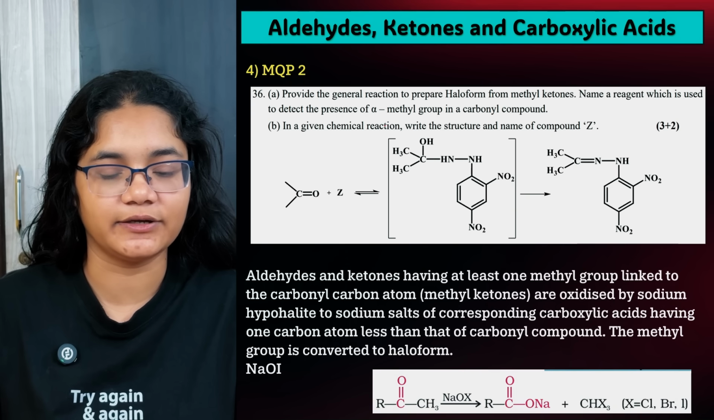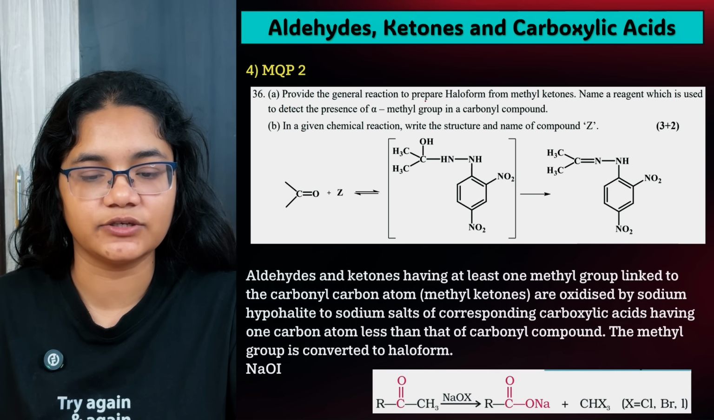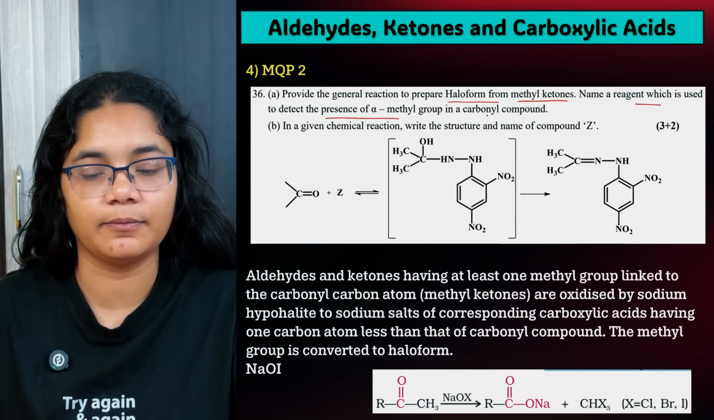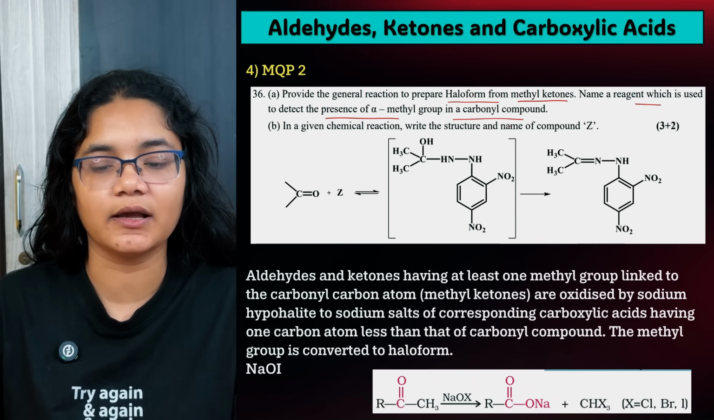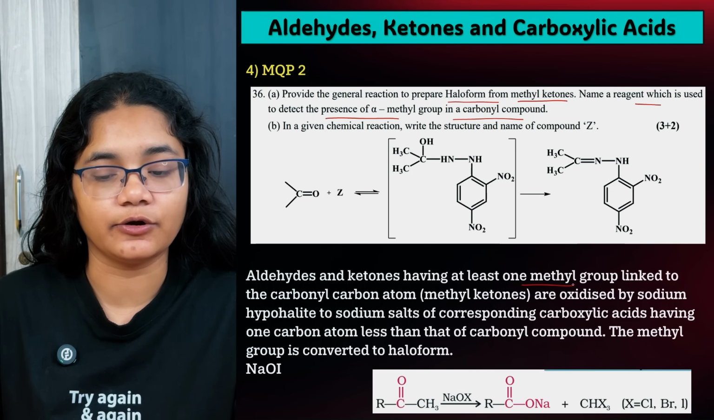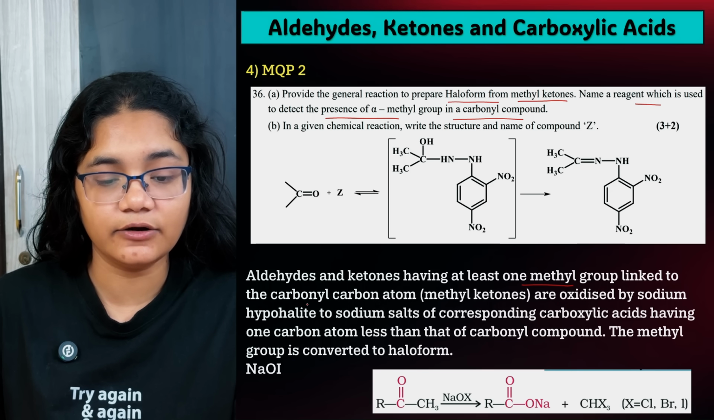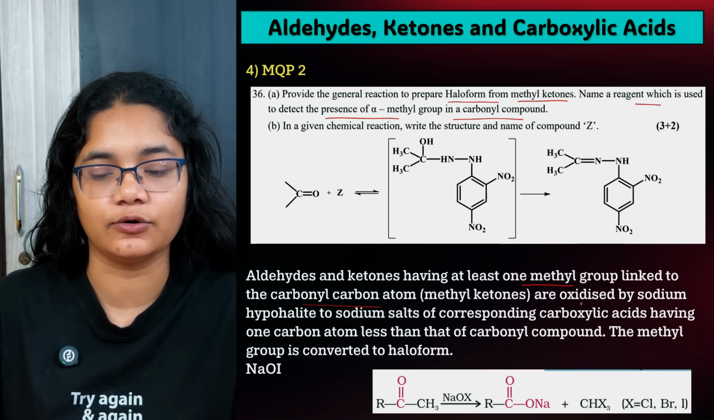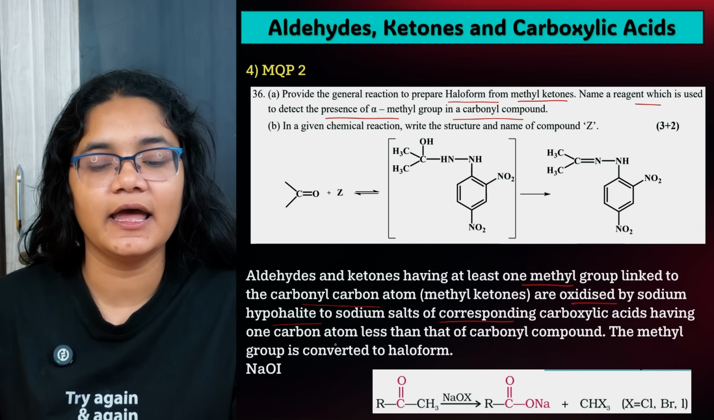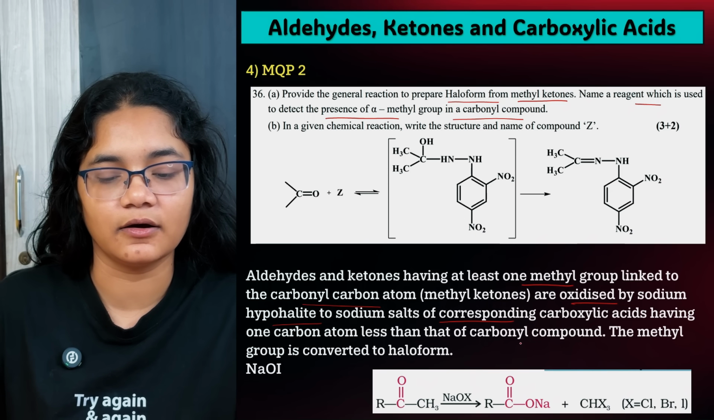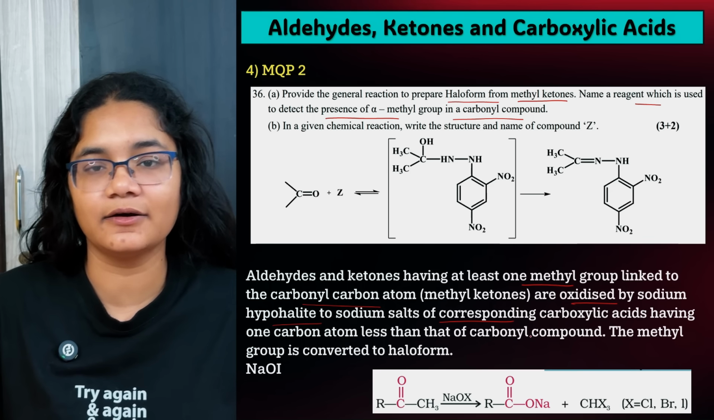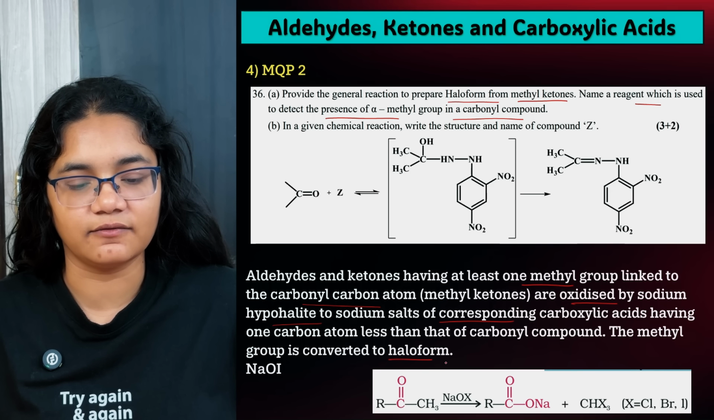Next we will see the second question of model question paper 2. Provide the general reaction to prepare haloform from methyl ketones. Name a reagent which is used to detect the presence of alpha methyl in the carbonyl compound. So haloform reactions are those where aldehydes or ketones having one methyl group linked to a carbonyl carbon, that is called a methyl ketone, are oxidized by sodium hypohalite to form the salts of carboxylic acid. The salt of carboxylic acid which is formed has one carbon less than the original reactant. The methyl group is converted to haloform.